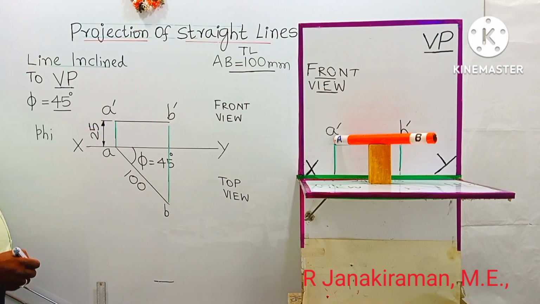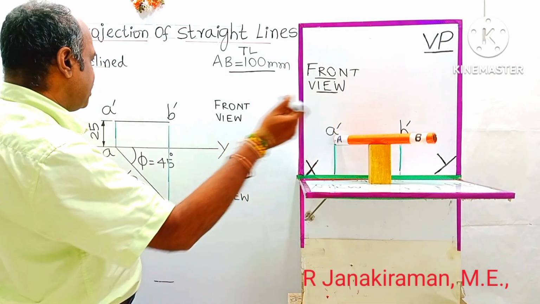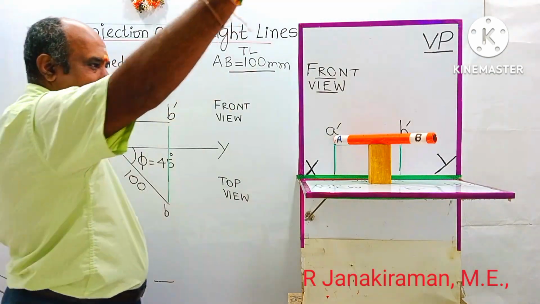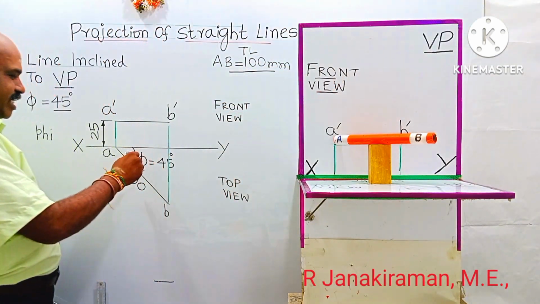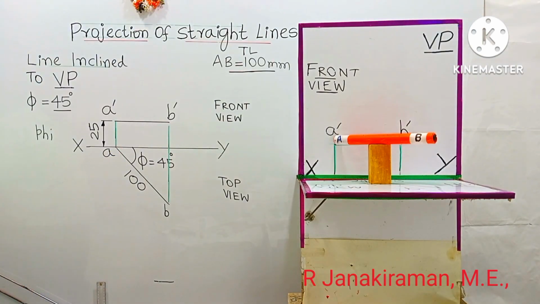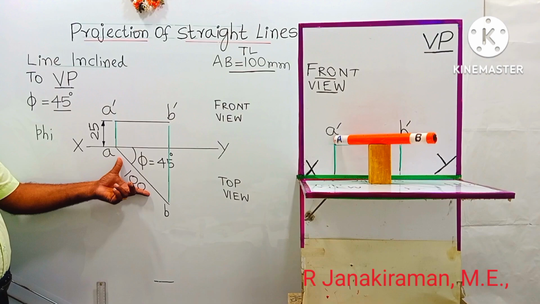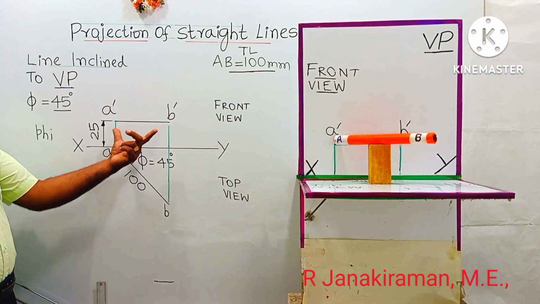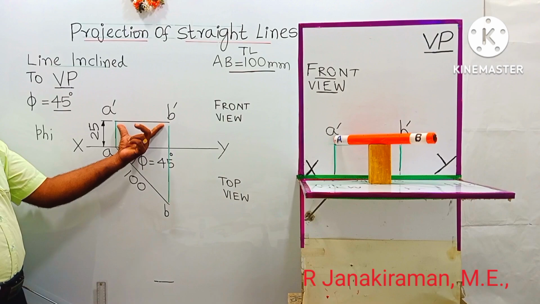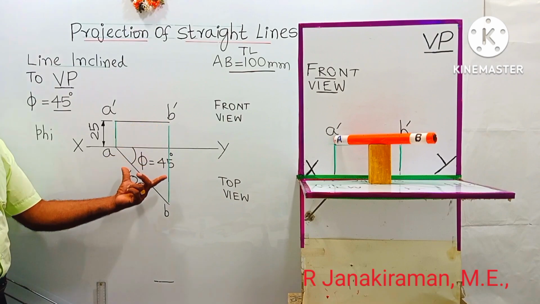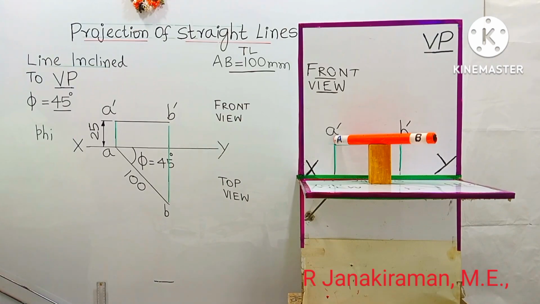Okay. So above the XY line, the view obtained is called a front view. This is the diagram. Looking from the top, the view obtained is called a top view. That is, this is the diagram. So true length will be seen in the top view as the line is inclined to VP. And the front view length will be diminished, shortened. The shortened distance can be obtained by projecting from the top view.